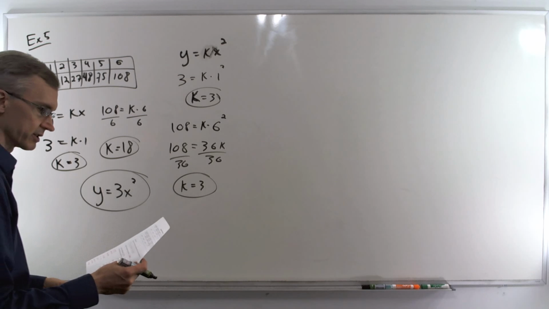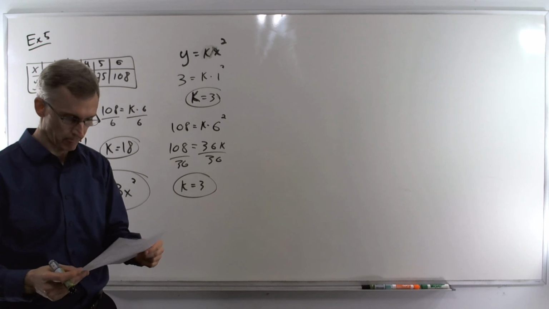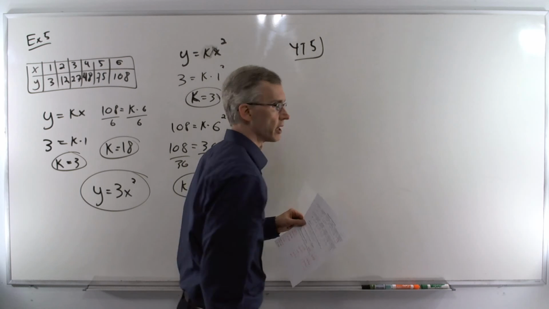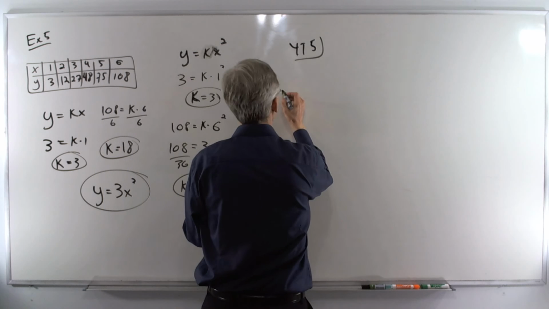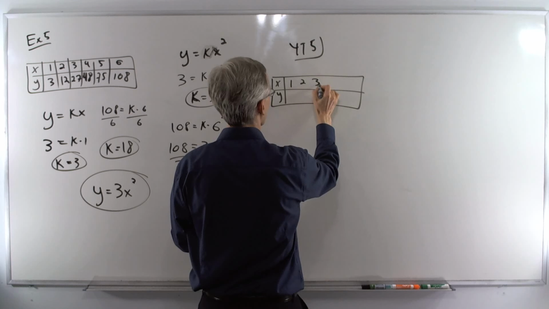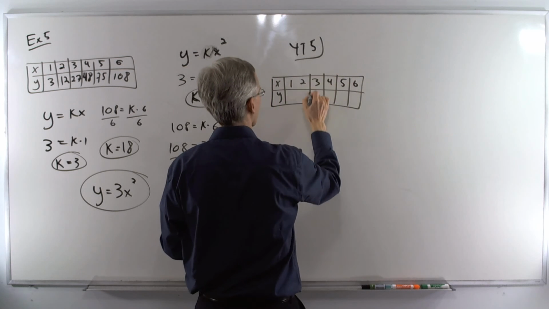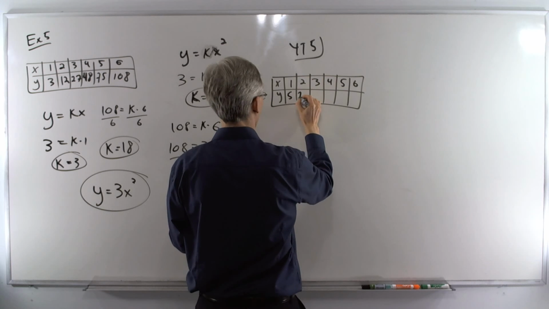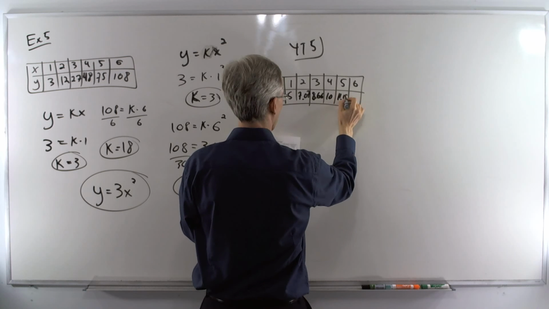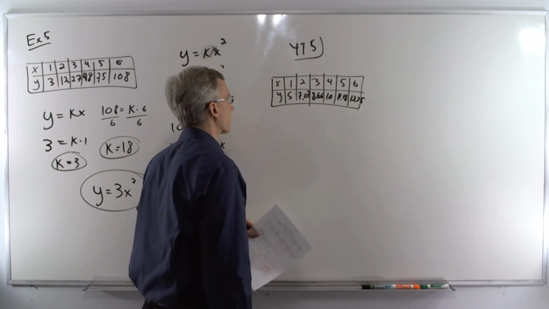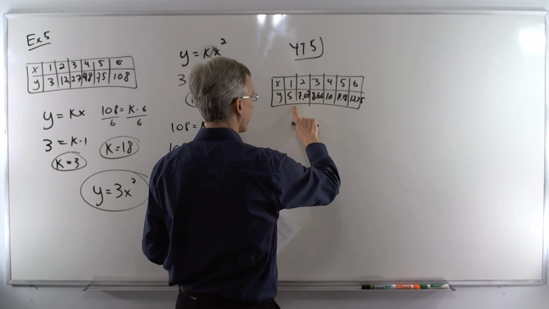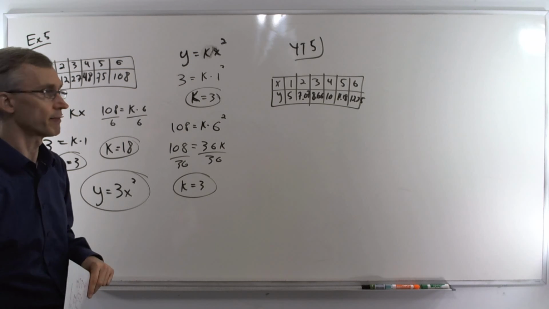Now on the next page, you see some examples of variation types. And these are all the different ones we could try. So let's analyze the data set for your term number 5. Remember, the first step is just to figure out if it's direct or inverse. That way we can narrow down our list right away. So what's happening to y as x increases? As we go from 1 to 6, the value of y increases. So that means it's going to be direct variation.